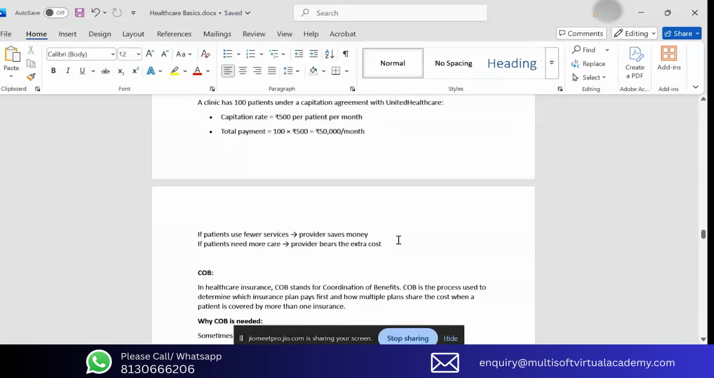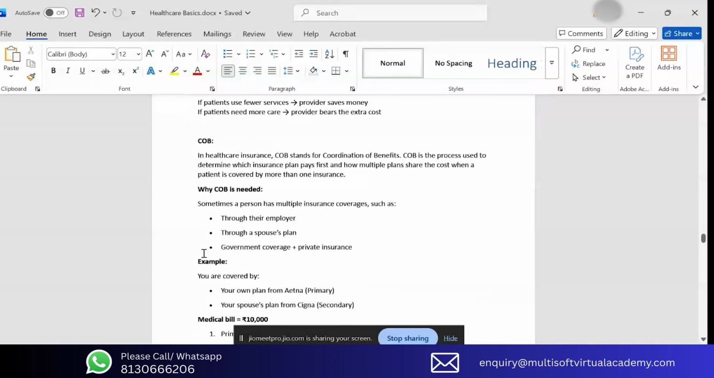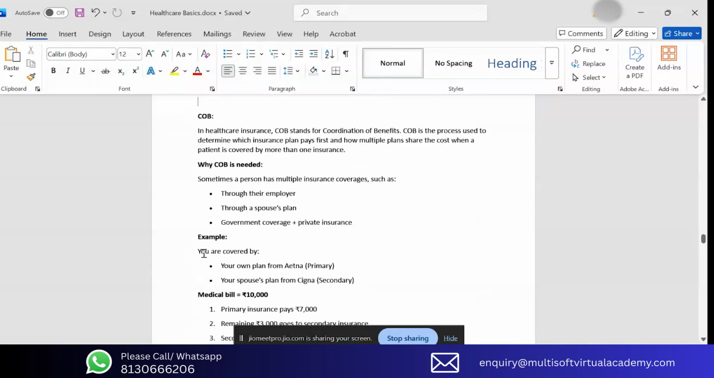Does this make sense, John? Since you're already working with capitation, this is how it works. Yeah, absolutely, it makes sense. You're shifting the institutional funding to the provider, and they're responsible for the care.